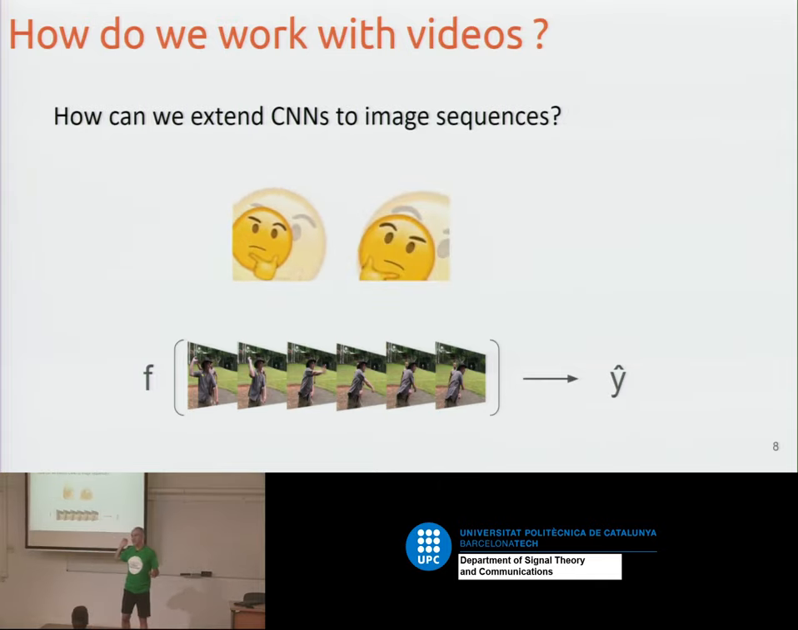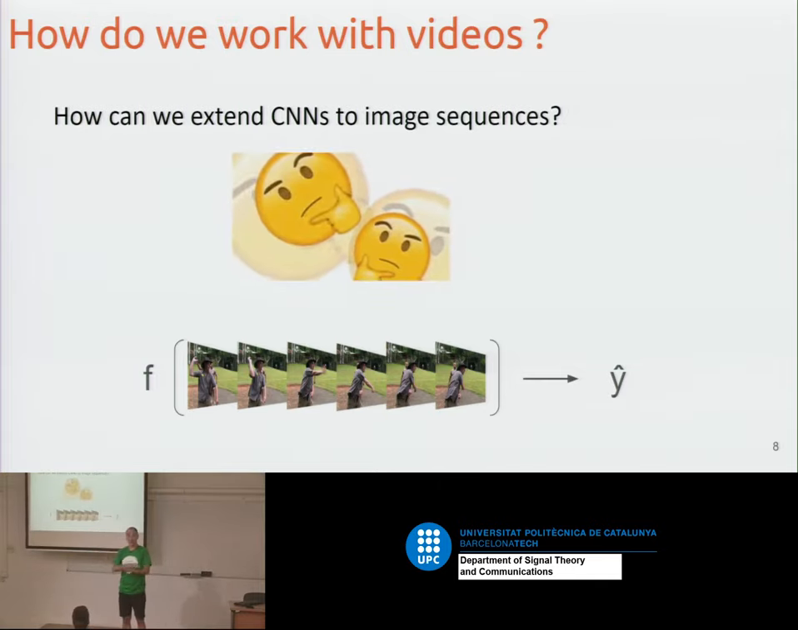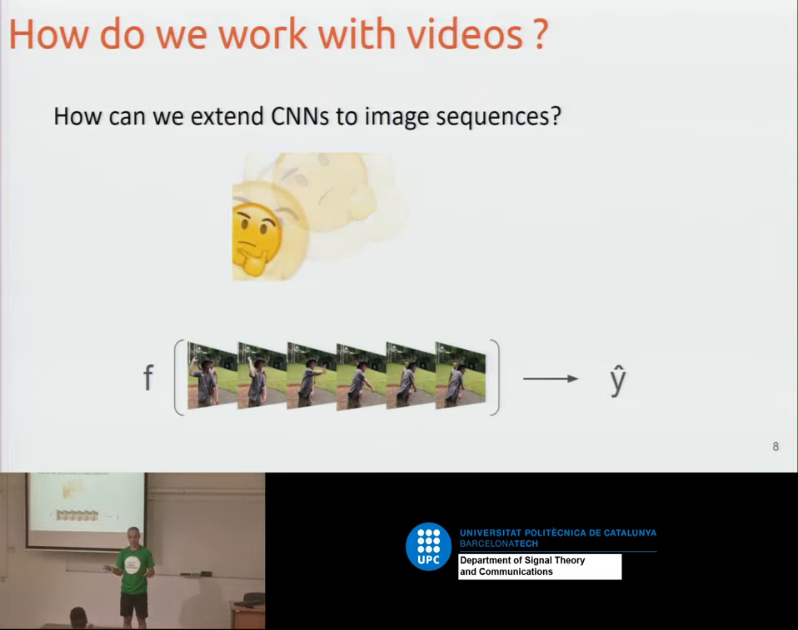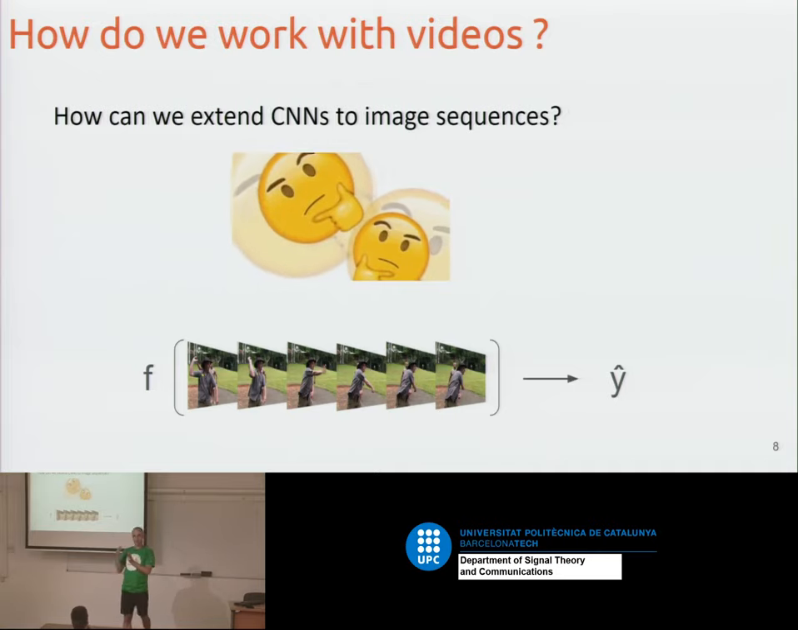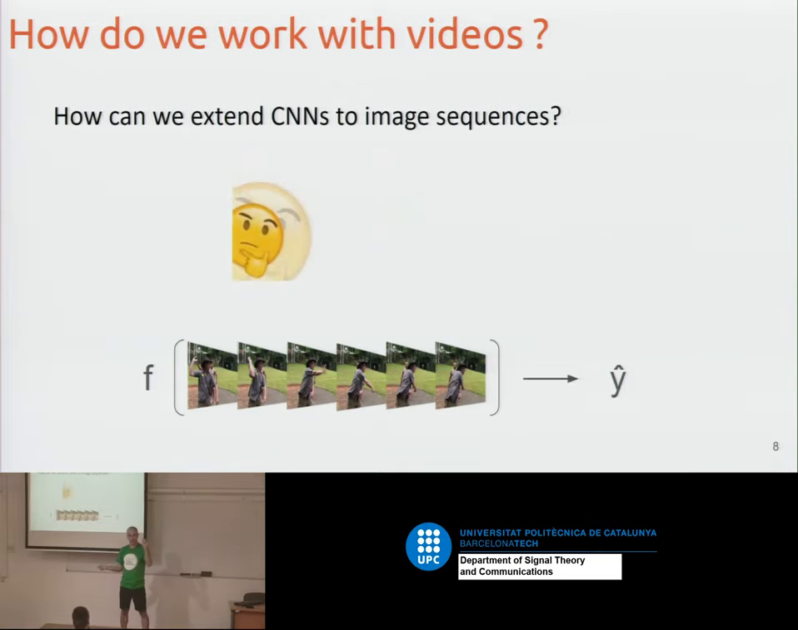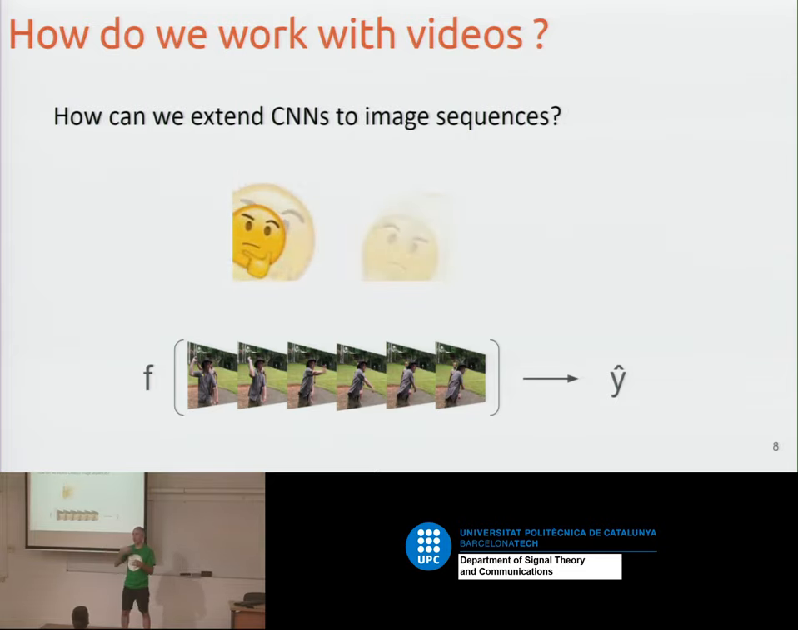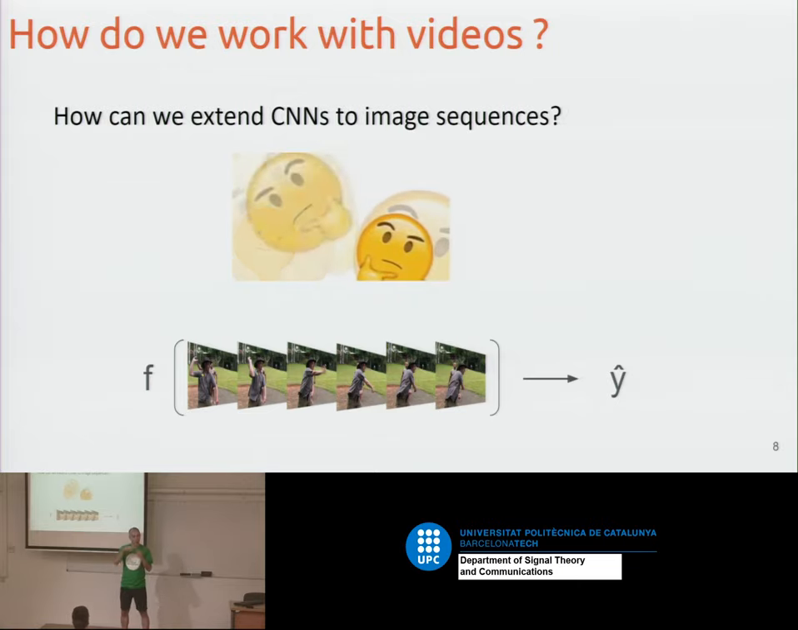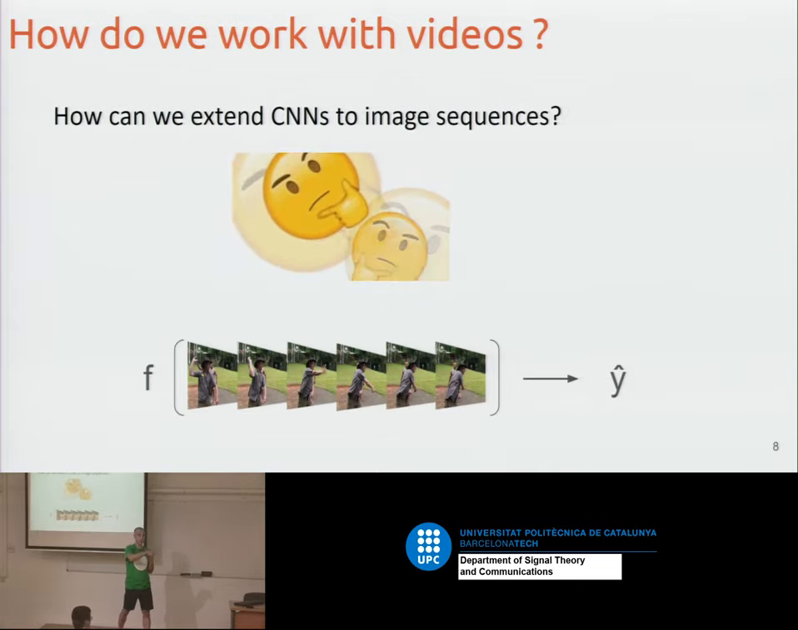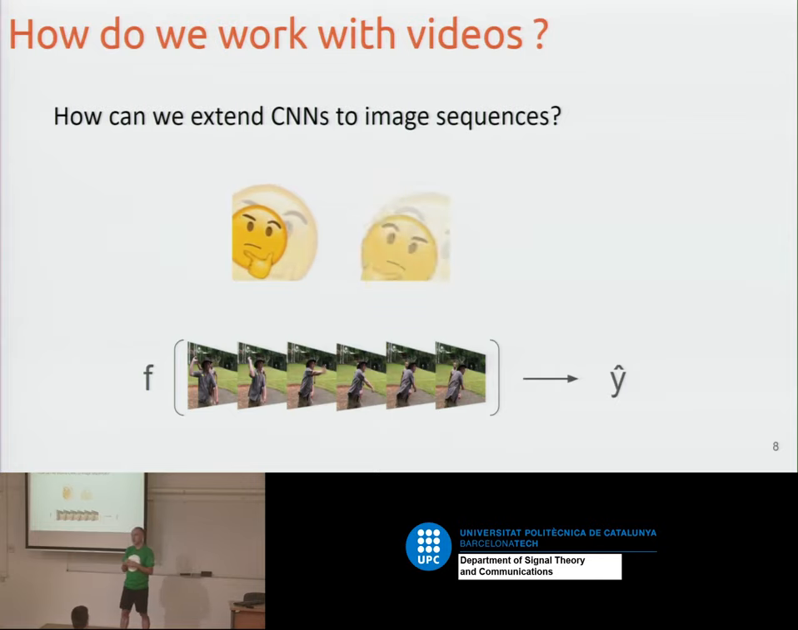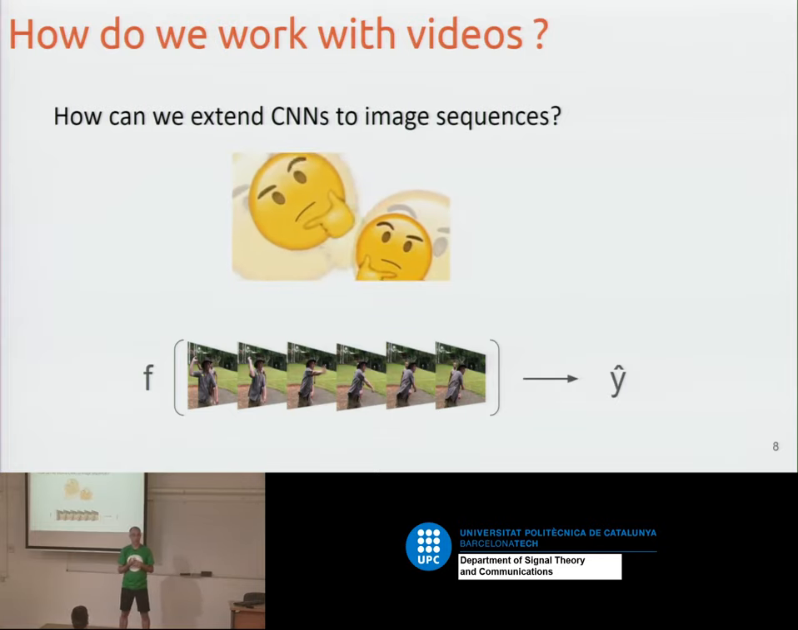I cannot hear, sorry. Too many parameters. So it's going to be the same problem as before, okay? Trying to solve visual problems with fully connected layers, in general, is not the best idea in many cases, okay? So we need to do something else. What else do we need apart from some layer that remembers what it has seen in the past?